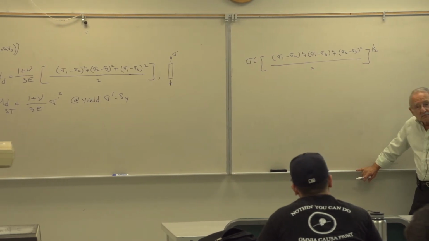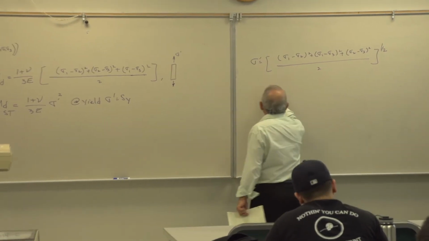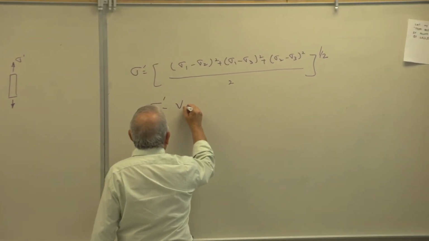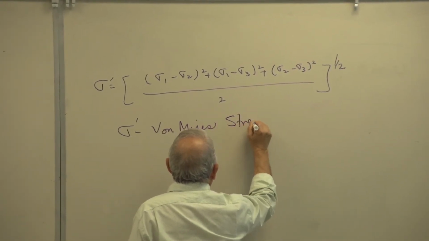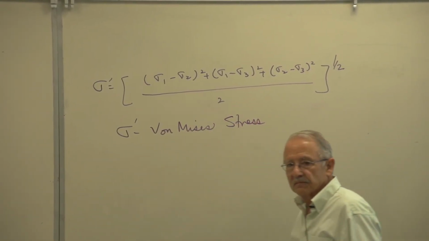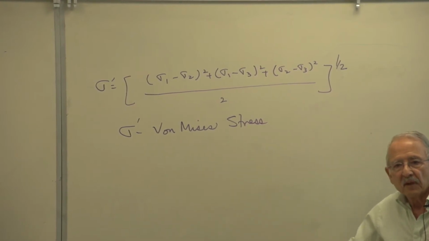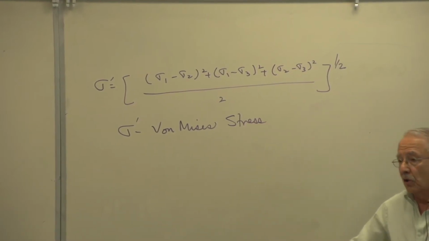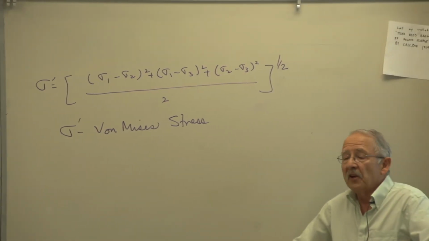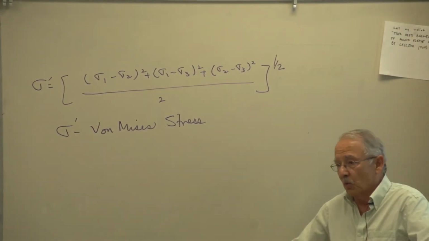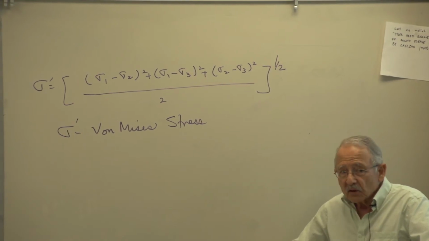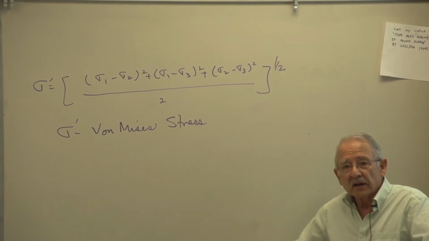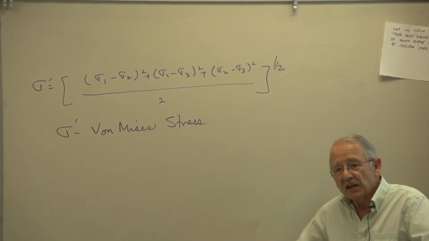This sigma prime is called von Mises stress. But a word of caution on this stress. The name stress is actually a misnomer. This really is not a stress. It doesn't act anywhere in the material. Not at the critical point, not at the highest point, not at the lowest point. It just doesn't act anywhere on the material.